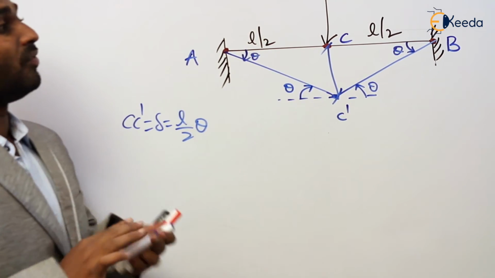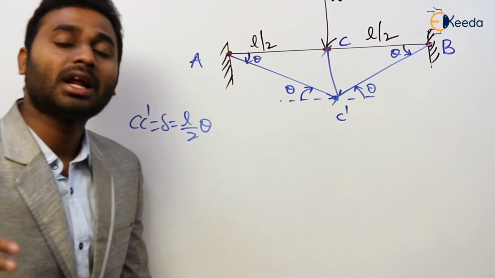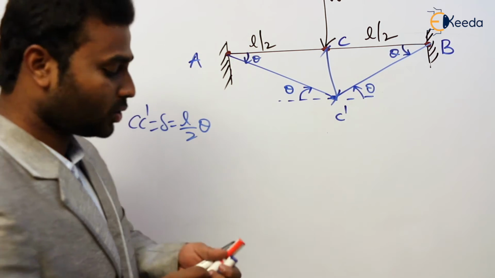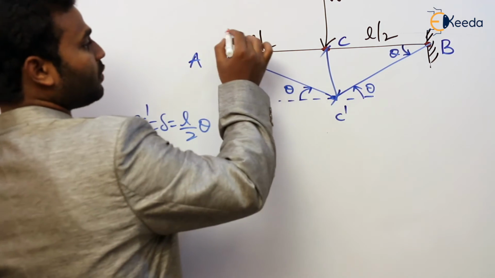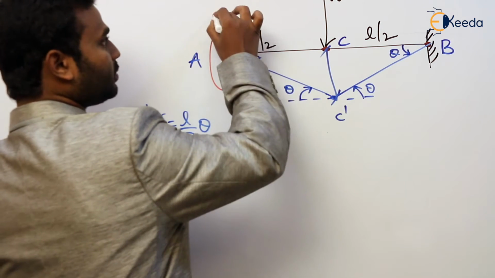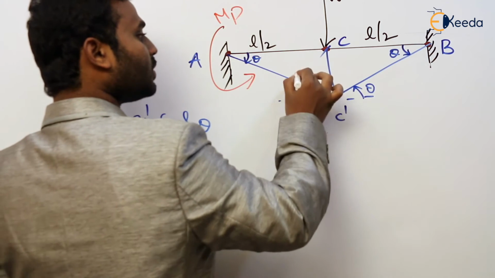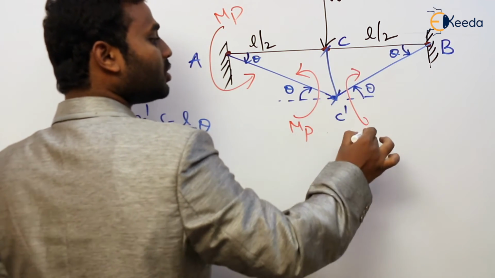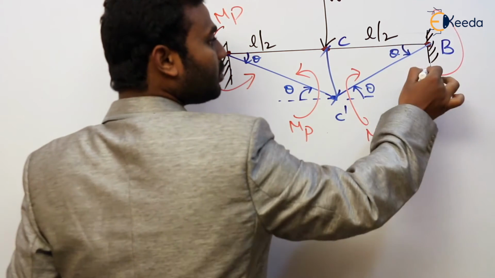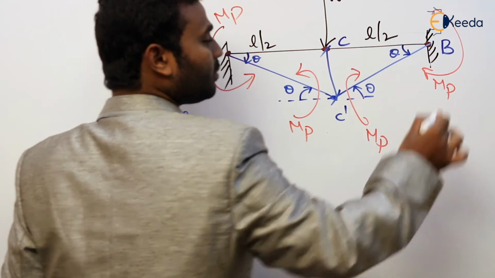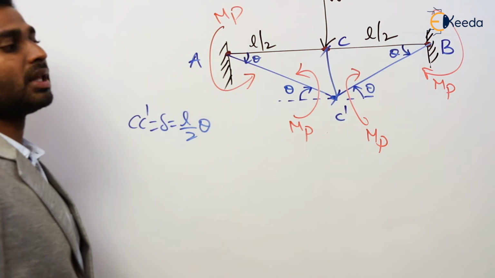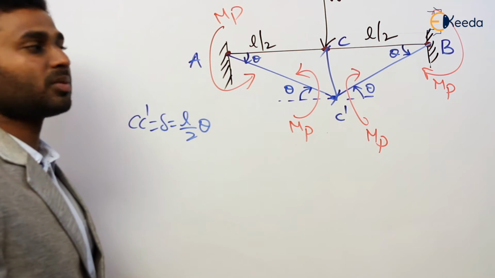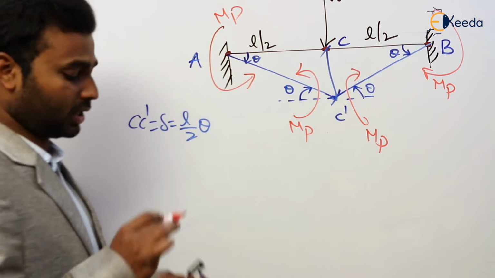So now, wherever the plastic hinge forms, at all those locations MP will also develop. So here, the plastic hinge is going to form at A. So at A, the MP will develop. Here at C, the MP will develop. So this is a free body diagram. After that we have to apply the principle of virtual work done. So the principle of virtual work done is nothing but external work is equal to internal work.